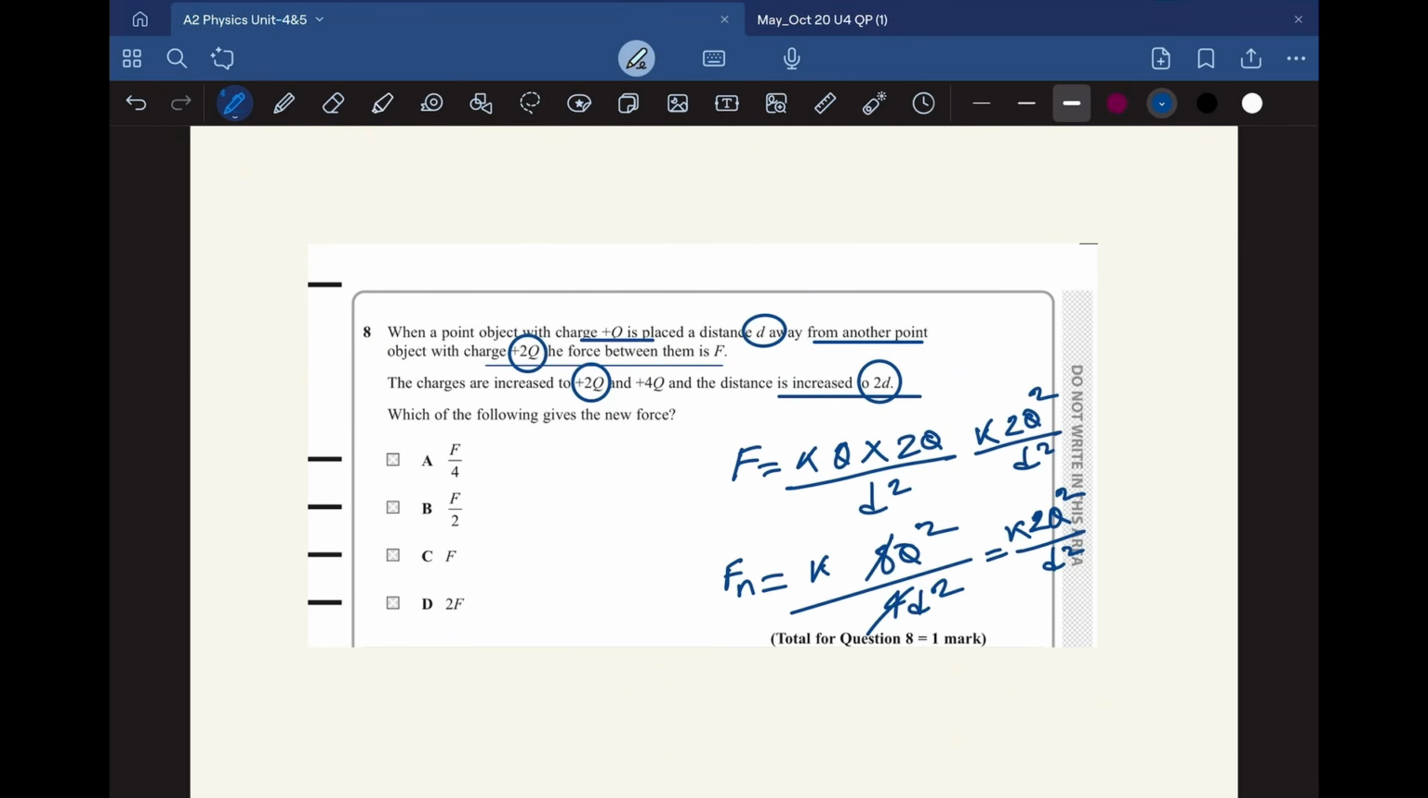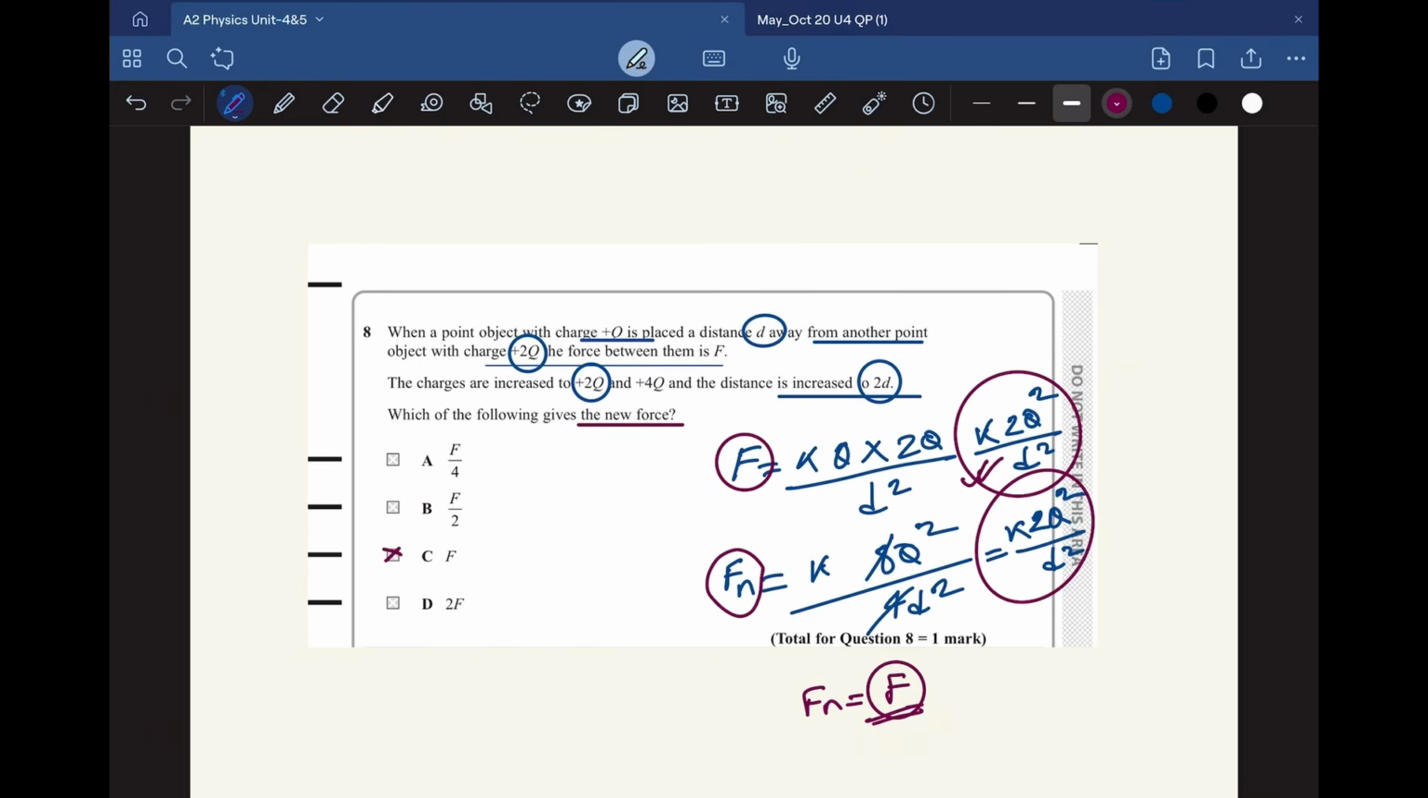So basically this is exactly the same as this one, so there is no change in the force, it remains F. So we can say our answer is C, because this F is equal to this F, right? So we can say new F is equal to previous F, or the new force is equal to the previous force. There is no change in the F, so we can say answer is C.